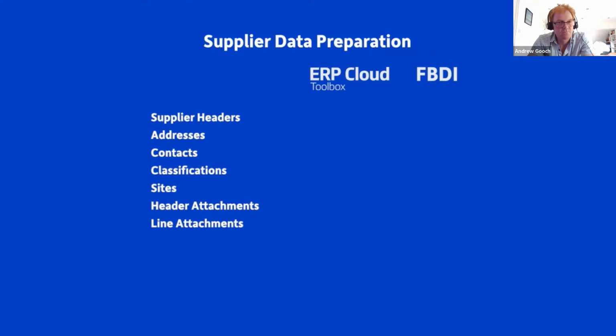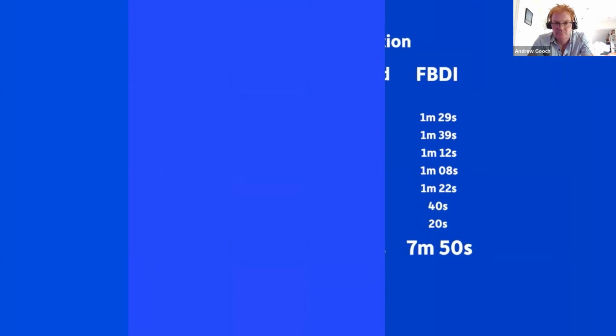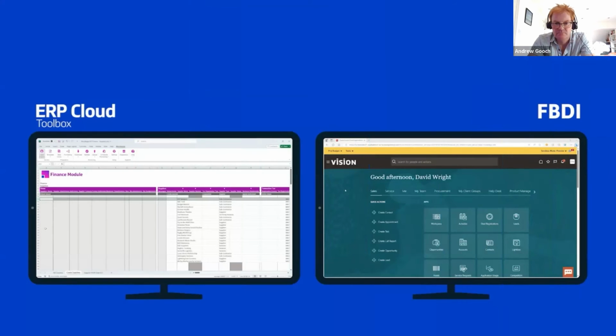With the More for Apps toolbox, the supplier header took 28 seconds versus a minute 29. Addresses were 9 times faster, contacts 5.5 times. And as you can see from the rest of the results, More for Apps is dramatically faster. In this case, it was literally a 2-minute job. Now that the data is prepared, we'll upload it.